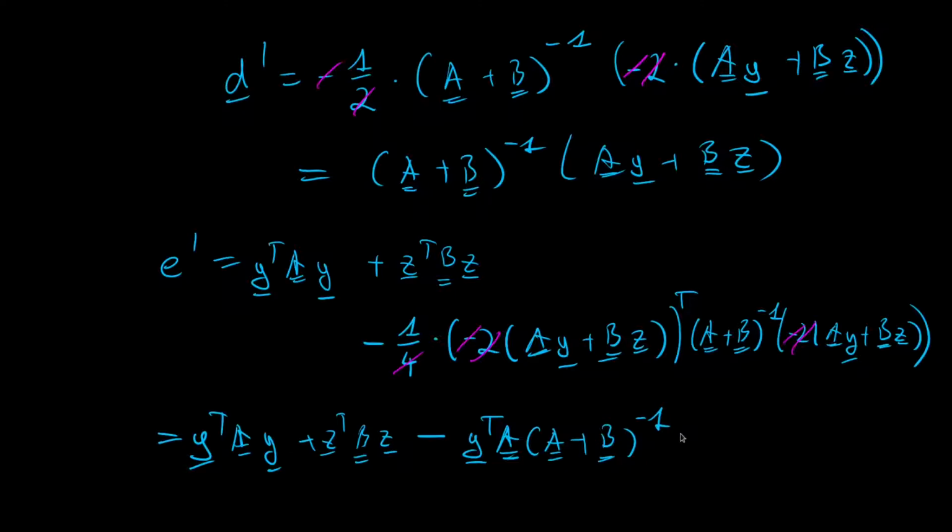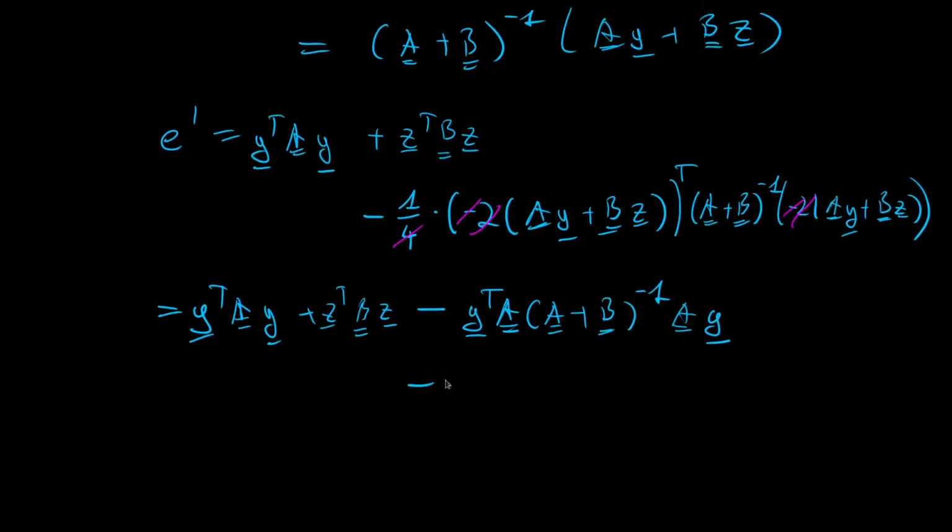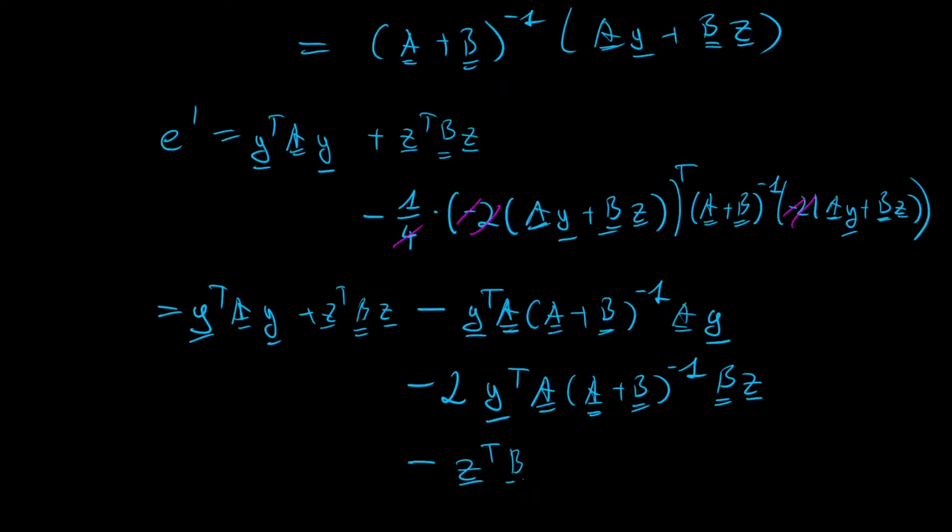And then here we have matrix A vector y, and then 2 times the middle term or the mixed term, which is minus 2 times y transpose A times in brackets A plus B to the minus 1 times B z, minus, and the last term, which will be in B z. So we have z transpose matrix B, then in brackets A plus B inverse times B z.